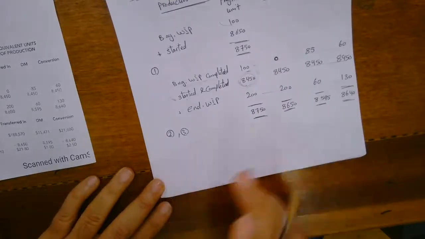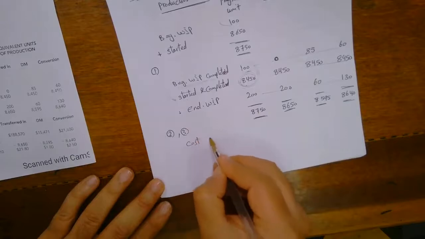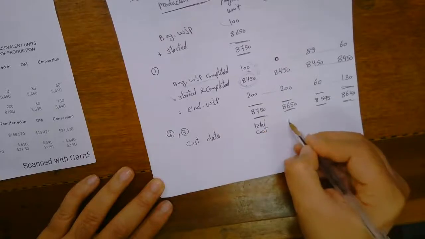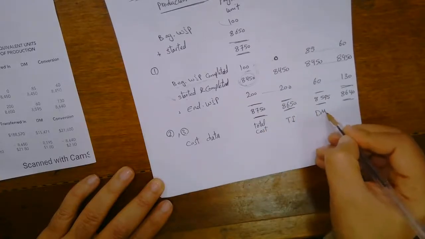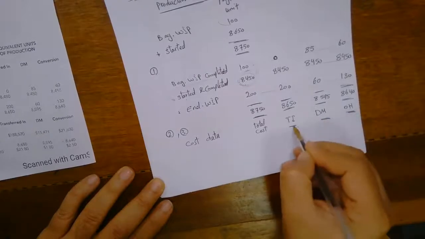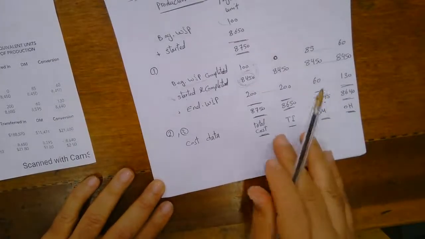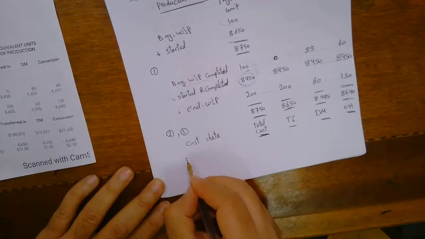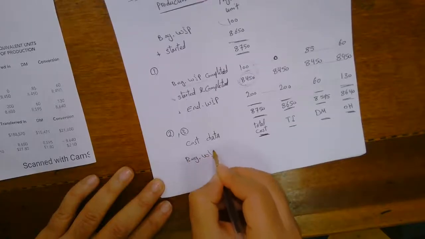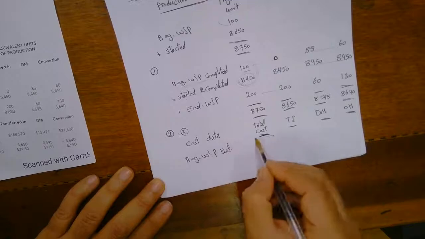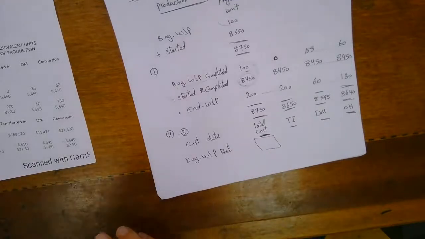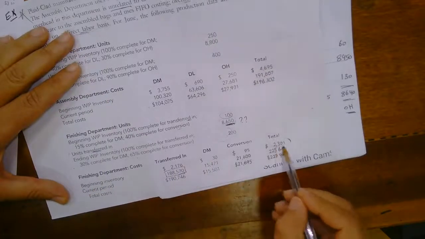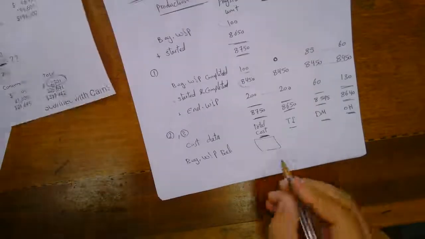Step number 4, cost data. Total cost: transferred in, direct material, overhead. The difference between weighted average costing and FIFO is in how we calculate the beginning work in process balance. We take only the total amount of the beginning inventory. The total amount equals 2,301.